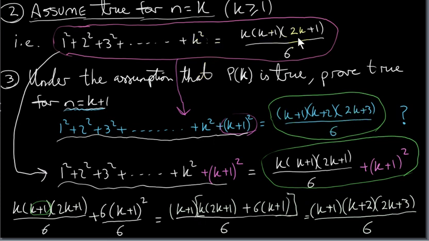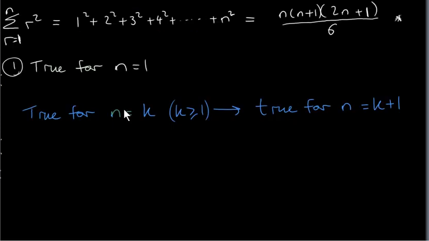So by adding the same thing onto both sides of our assumption statement, in other words adding k plus 1 squared onto both sides of our assumption statement, we end up proving that the statement is true for n equals k plus 1. So if it's true for n equals k, it's true for n equals k plus 1. Now the logic of induction kicks in.